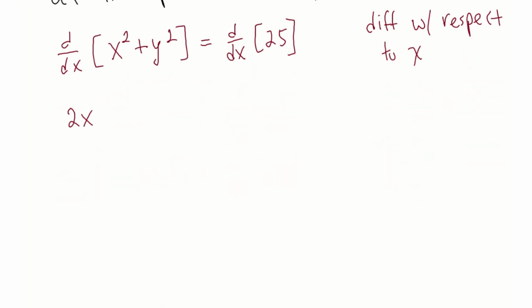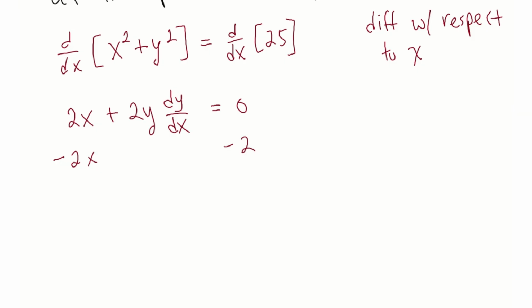The derivative of x squared is 2x. Don't forget to use the chain rule when differentiating y squared with respect to x. We get 2y dy dx. Over to the right, the derivative of a constant is 0. Let's solve for dy dx.